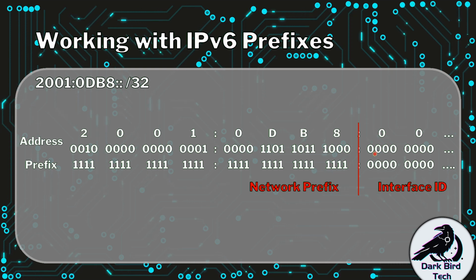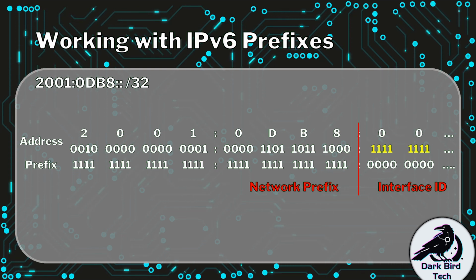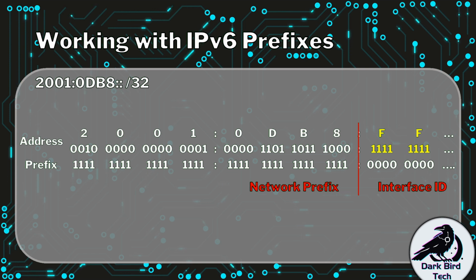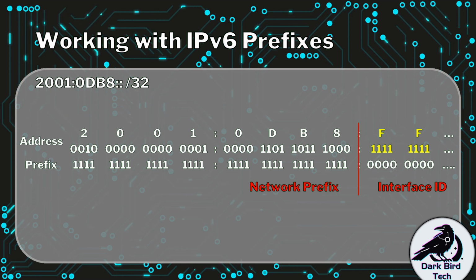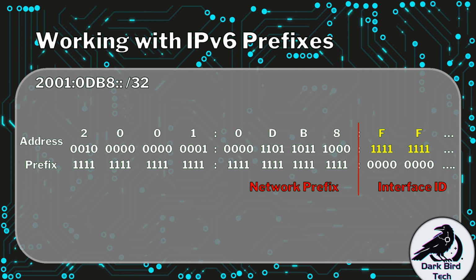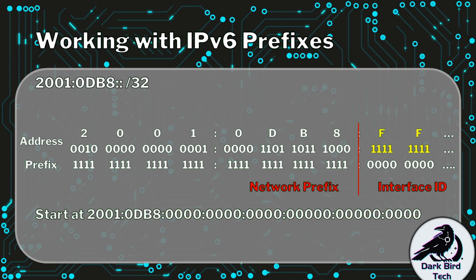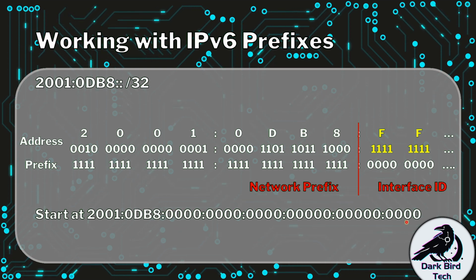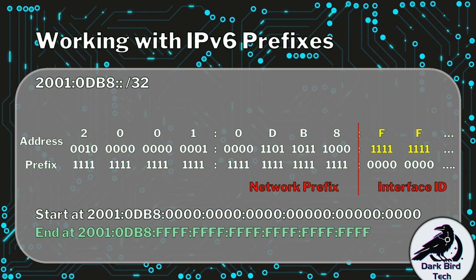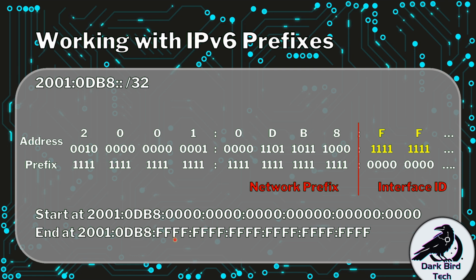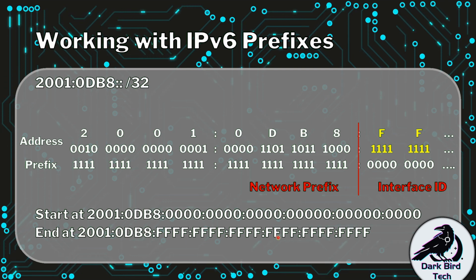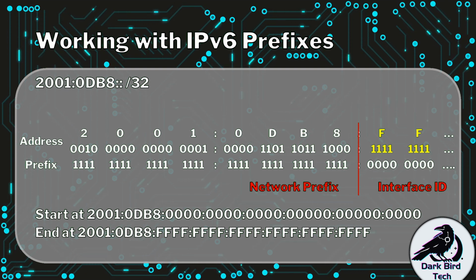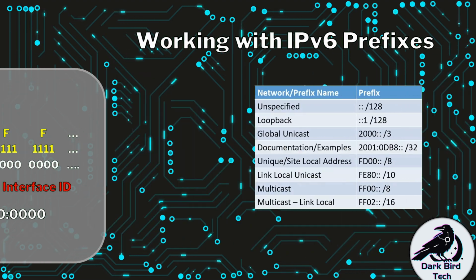Now this means that all of these bits here could flip from zeros to ones, thus turning the hexadecimal values from 0 to F. And we are technically still in the same network. So this means that this documentation example network begins at 2001:0db8:0000:0000:0000, so on and so forth, all zeros, and it will end at 2001:0db8:FFFF:FFFF:FFFF, so on and so forth. So there's the start and the end of this v6 network. Neat. Let's look at another one.